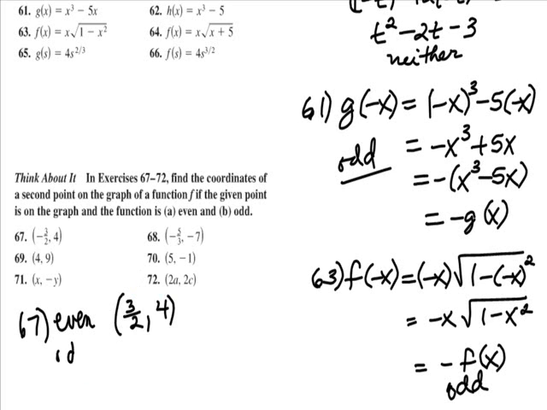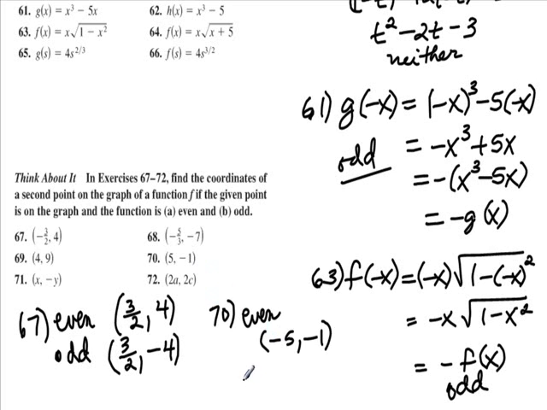If that was odd, then the opposite of x, so the opposite of x is 3/2, would have the opposite y value, which would be negative 4. Okay. What about number 70? So if it's even, I'd have opposite of x, which would be negative 5, and the same y would be negative 1. If it was odd, opposite of x would be negative 5, and opposite of y, which would be 1.